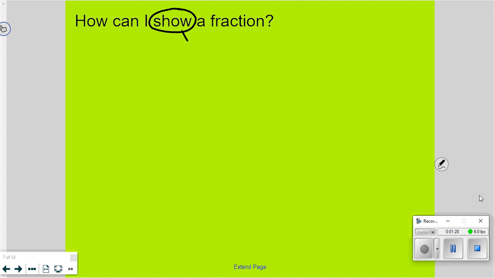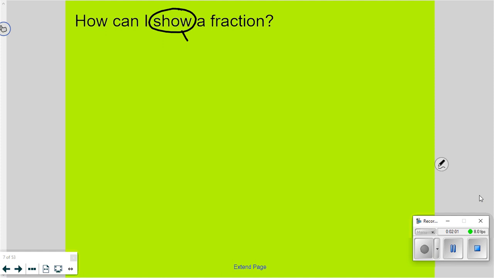Jalen, what do you think? I think another word for show could be reveal. Reveal. How can I reveal a fraction? Sure. I'm not mad at that. What do you think, Colby? Example. How can I example a fraction? That becomes kind of like a noun again. It's a thing, right? Heidi, what do you think? Present. How can I present a fraction? Sure.